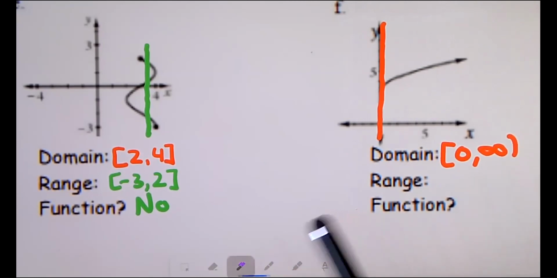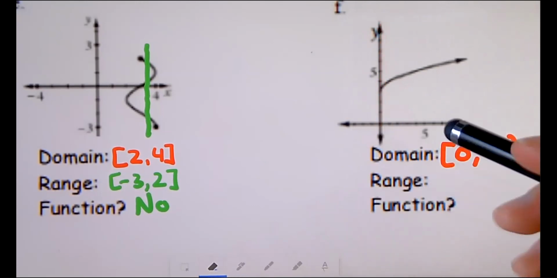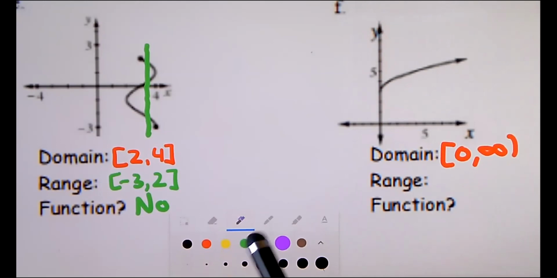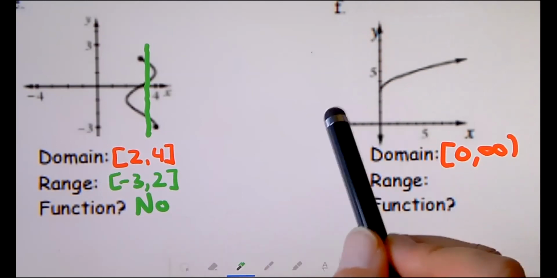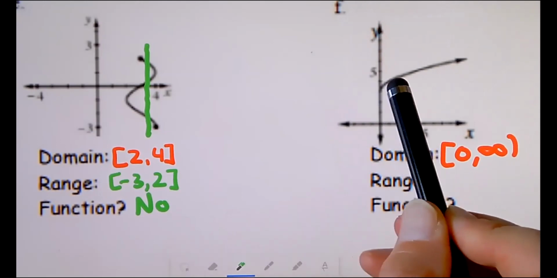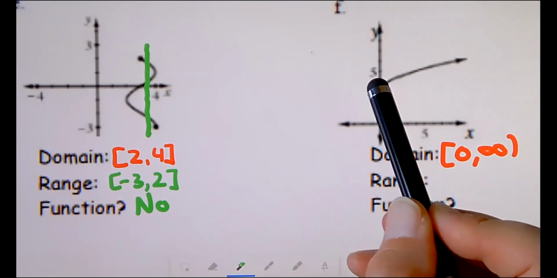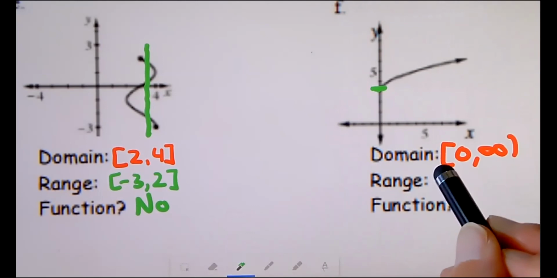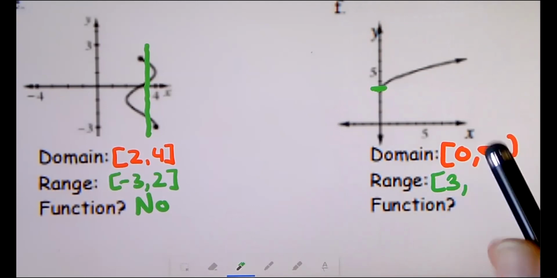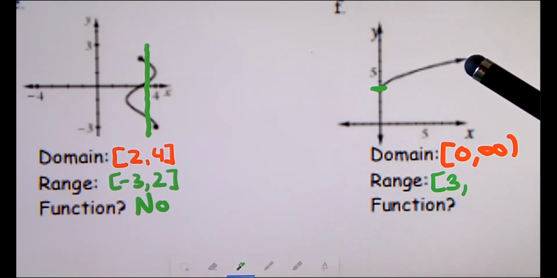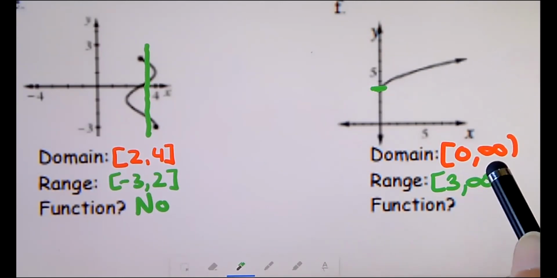Now, let me get rid of this so I can see the little grid marks. Okay, so now I'm going to look at my y's, my range. So how low does it go? This actually goes right to here. So this looks like 1, 2, 3, that's 4, 5. So it looks like it's at 3. And then as it's going out to the right, it's also gradually going up. So this is going to go to infinity.